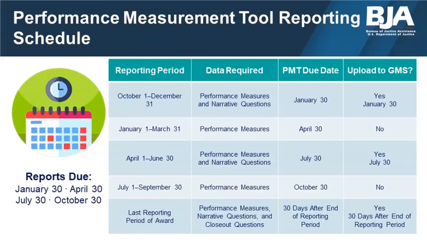This table outlines the type of data you'll be reporting each reporting period, when your reports are due in the PMT, and whether you also need to upload your reports to GMS. As you can see from the alternating values under the second column, you'll only report on the narrative questions in January, July, and during your last reporting period of grant activity, regardless of where this falls on the schedule.